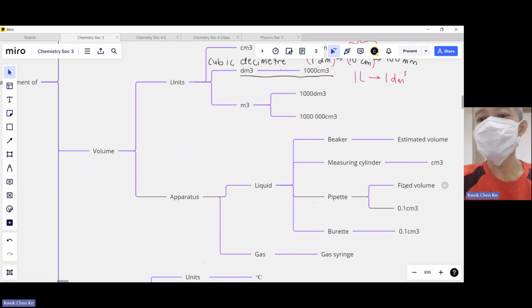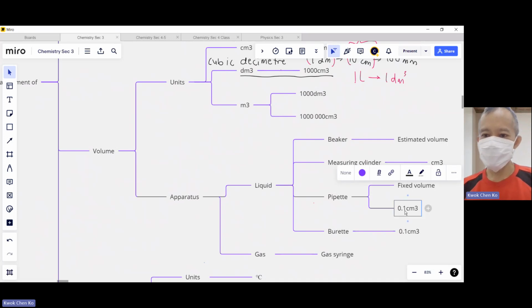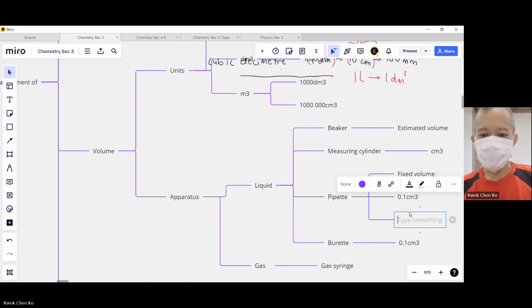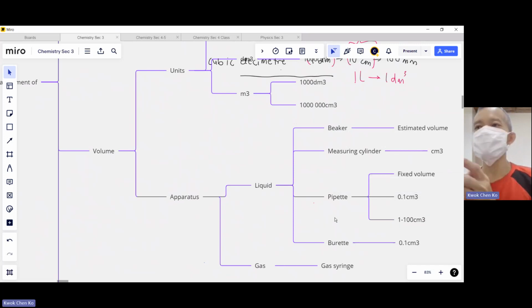Now, I didn't tell you the range. What's the range? Of course, it cannot be too big, right? It's only about this size. So I type it out for you. You just write down 2. I haven't written it down. So it's about 1 to 100 cm. These are the typical sizes.